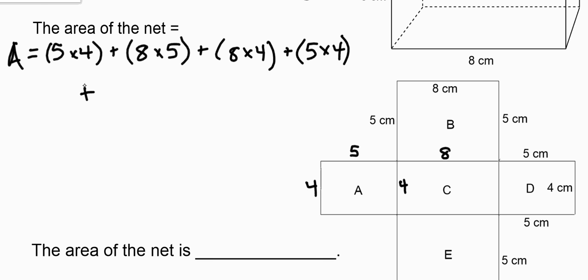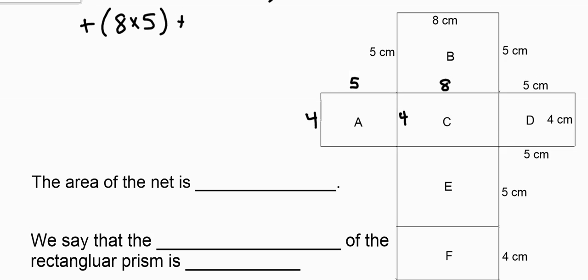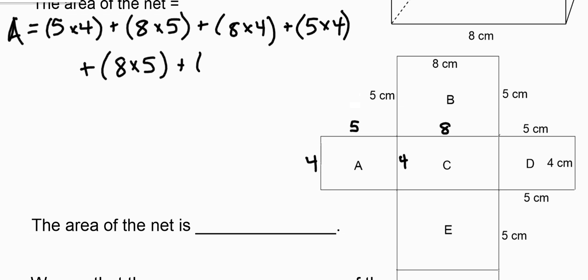Plus E, which is going to be 8 by 5, plus F, which is going to be 8 by 4. So if I'm looking at this, these are the areas of rectangle A, rectangle B, rectangle C, rectangle D, E, and F. And so as I go through, I can do each of the steps of math in here, remembering to follow my order of operations.